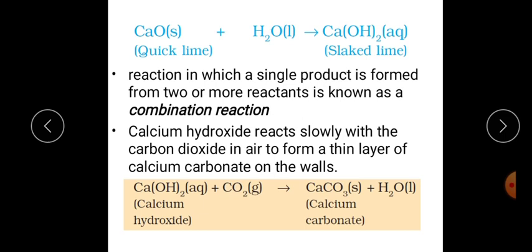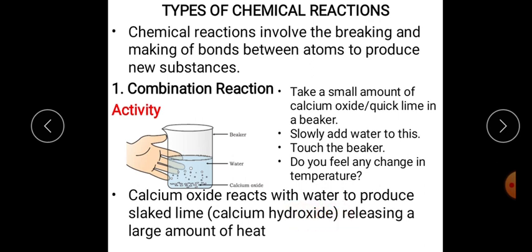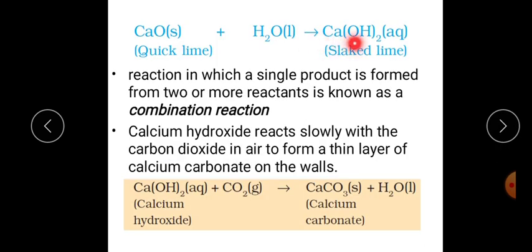We understand this with the help of this reaction, that is quicklime CaO, which is a solid in physical state, reacts with water in a liquid state to form this slaked lime. We can call this calcium hydroxide. Calcium hydroxide is formed, Ca(OH)2. It is in aqueous solution.